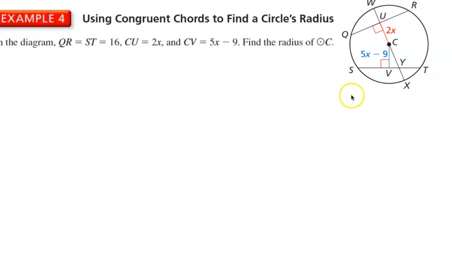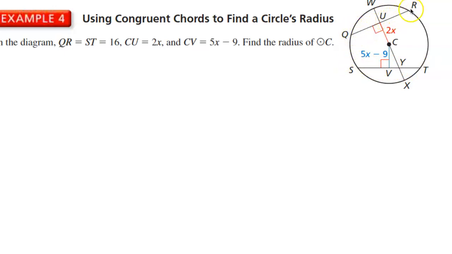So in this picture, there's a lot happening. Look at what you are asked to solve. You are asked to solve what is the radius of this circle. As you look at this picture right now, it doesn't seem like we can figure that out, okay? However, look at the information that we know. It says QR and ST are both 16. So QR right here is 16, ST right here is 16.